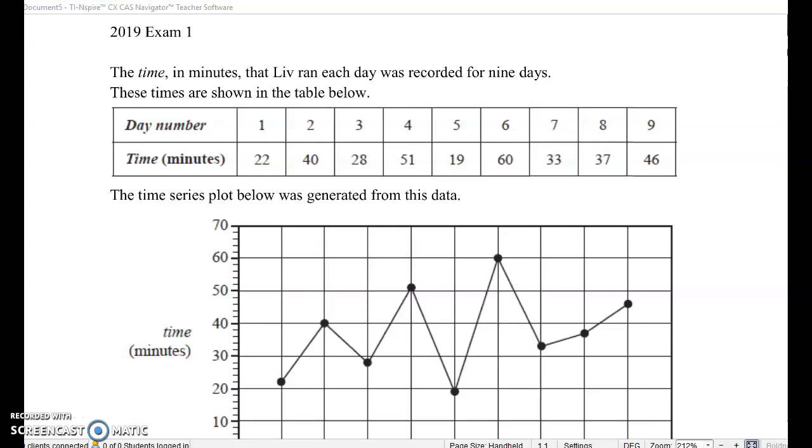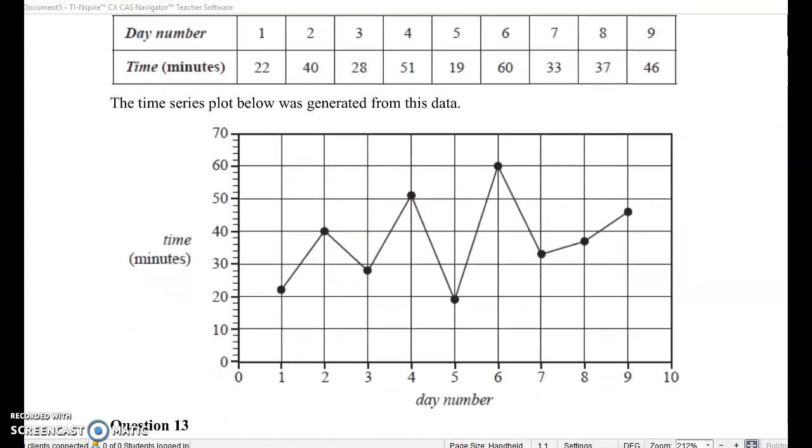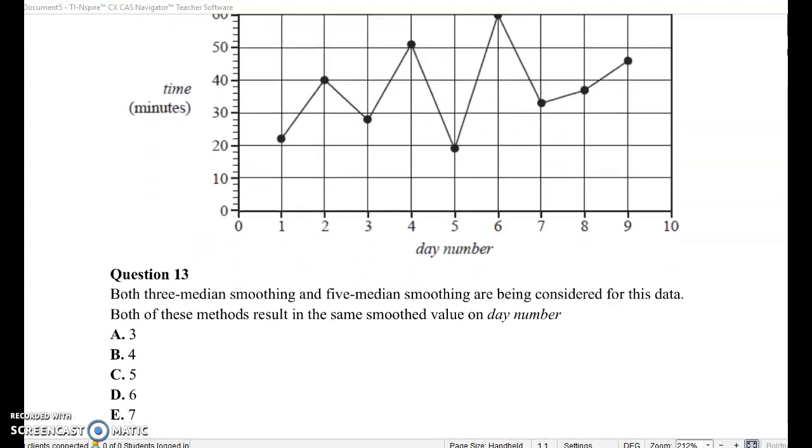Okay, this is from the 2019 exam 1. The time in minutes that Liv ran each day was recorded for 9 days. These times are shown in the table below. The time series plot below was generated from this data. So this is the time series plot with that data. So question 13.